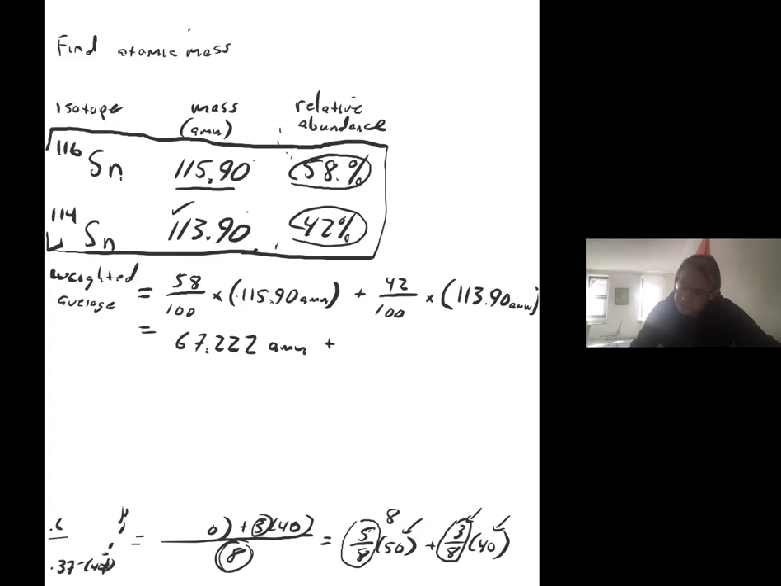42 out of 100 is 0.42 times 113.90. And you get 47.838 AMU. Then you just add them together. So plus 67.222. And you get 115.06 AMU.